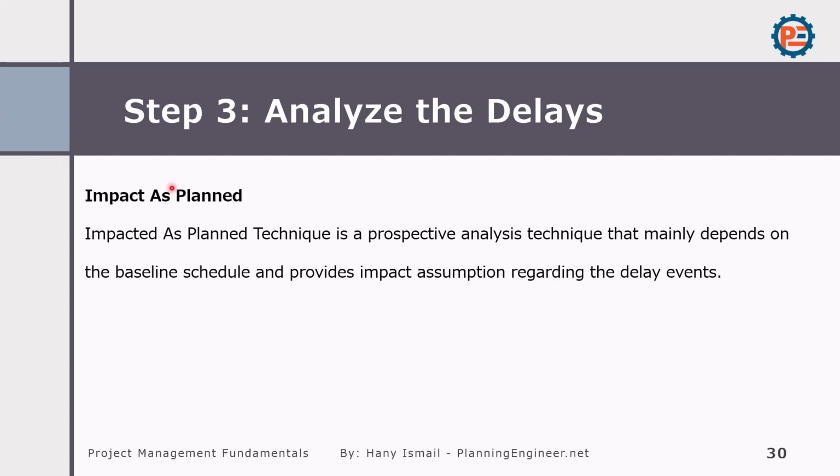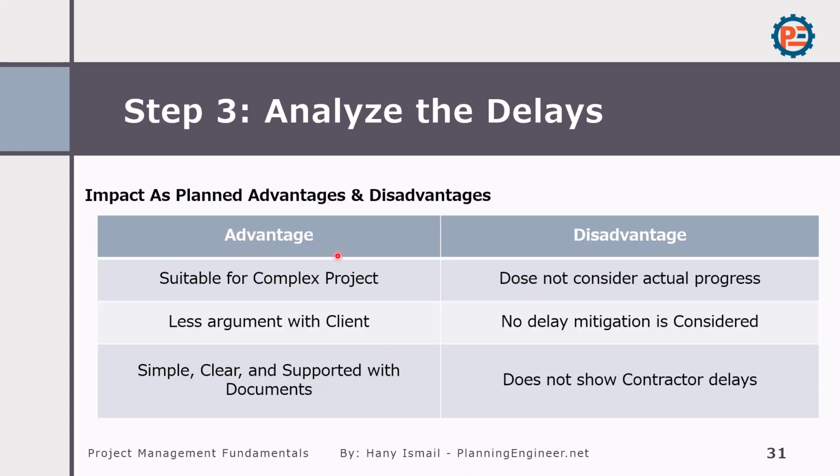The impacted as planned technique is a prospective analysis technique that mainly depends on the baseline schedule and provides impact assumptions regarding the delay events. So simply we'll get our baseline schedule, we'll put the events on it and see the delays regardless of the update. This method has some advantages and disadvantages. The advantage is suitable for complex projects, less argument with the client, simple and clear. The disadvantage: does not consider the actual progress, no delay mitigation is considered.